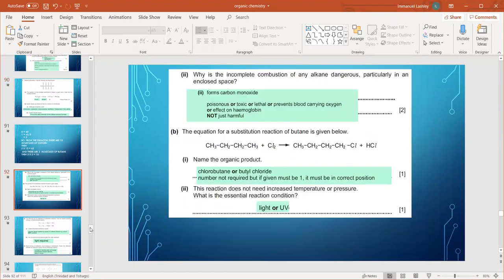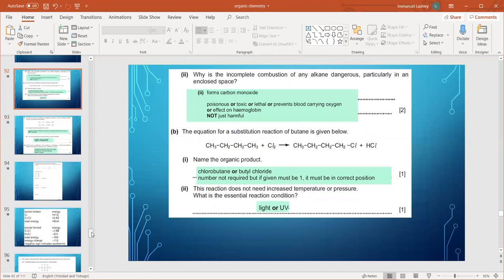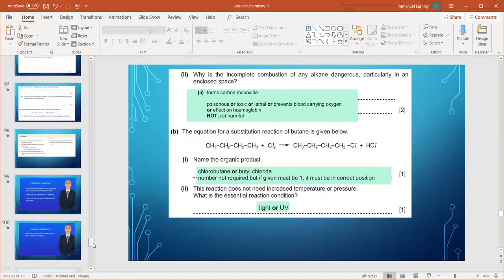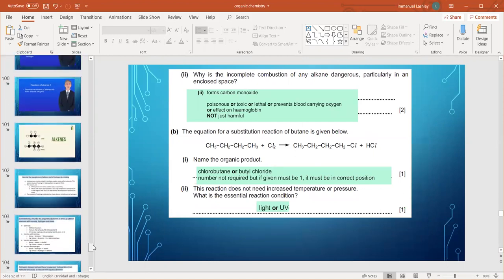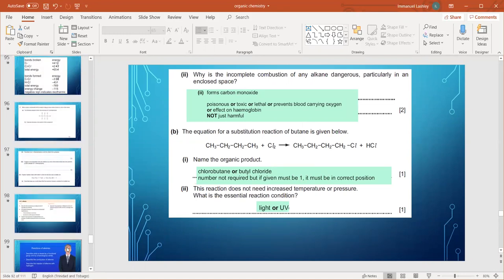All right, the next 1, 2, 3, 4, 5. The next set of slides are all past paper questions, and then it talks about alkenes, but I will stop here for today and will not go any further. So we stop.